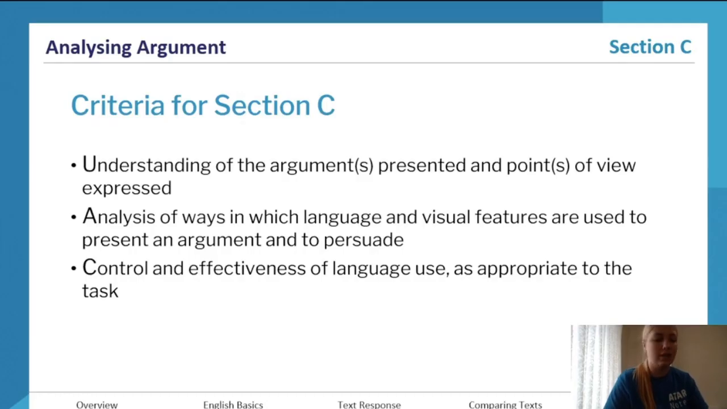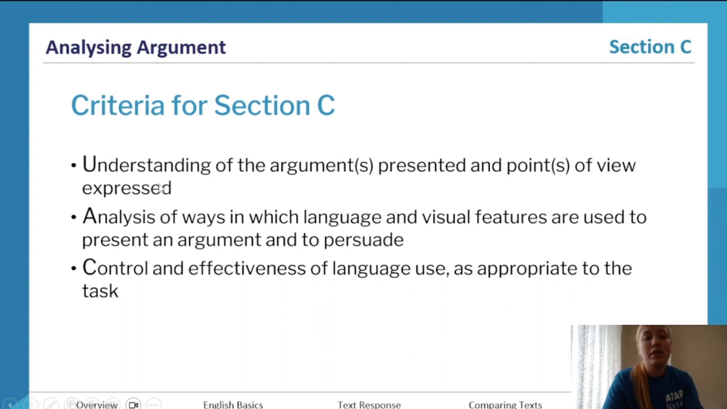We'll lastly look at analyzing argument. So, your Section C criteria, you're assessed on your understanding of arguments presented and points of view expressed, analysis of ways in which language and visual features are used to present an argument and to persuade. So, this reminds you that you need to be able to identify PLTs, more subtle, again, complex PLTs as well, analyze them in a really hopefully more complex manner.